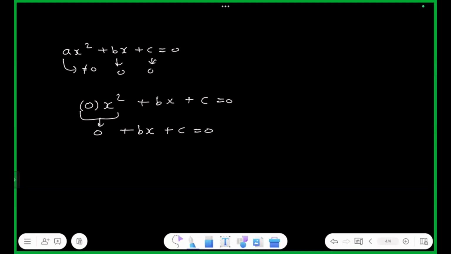Understood? b and c can be 0. For example, if I write like this, ax square is equal to 0. Just ax square is equal to 0. Is it a valid statement? Yes. It's a quadratic equation where b is equal to 0 and c is also equal to 0. Understood? Even though only the x square term is present, the highest power of the variable is still 2. Therefore, it is still a quadratic equation. So please remember, a cannot be 0. b and c may be 0. Understood?